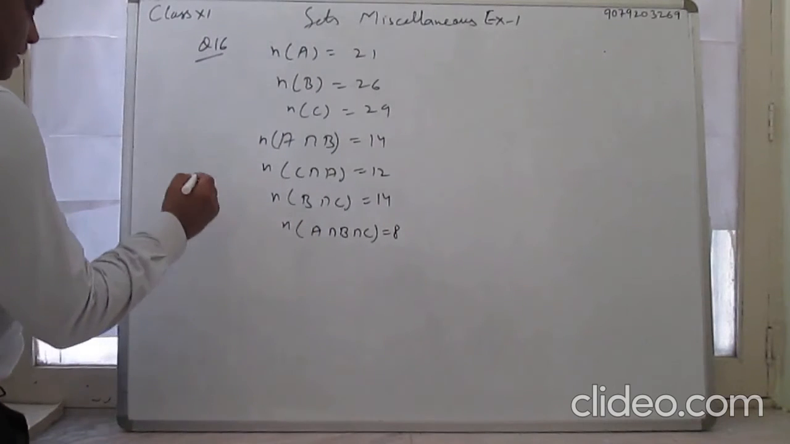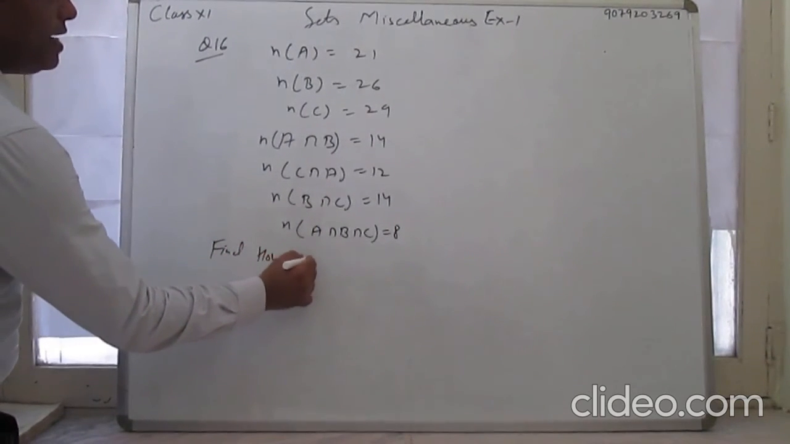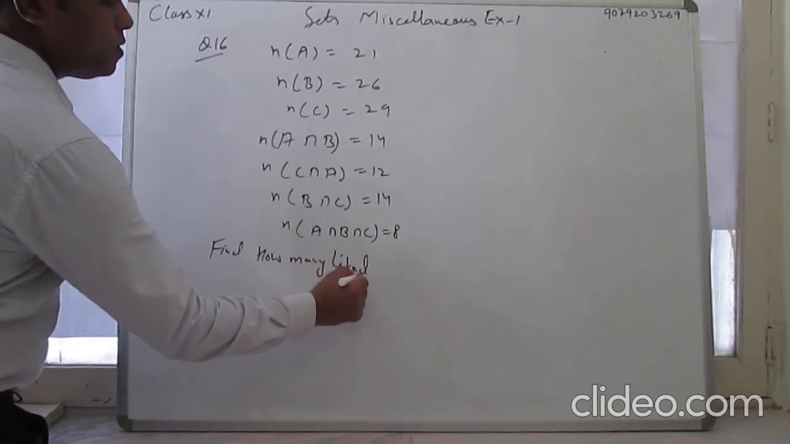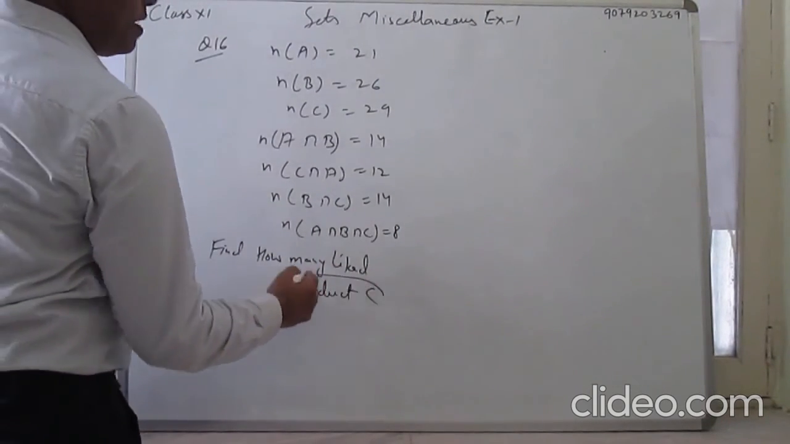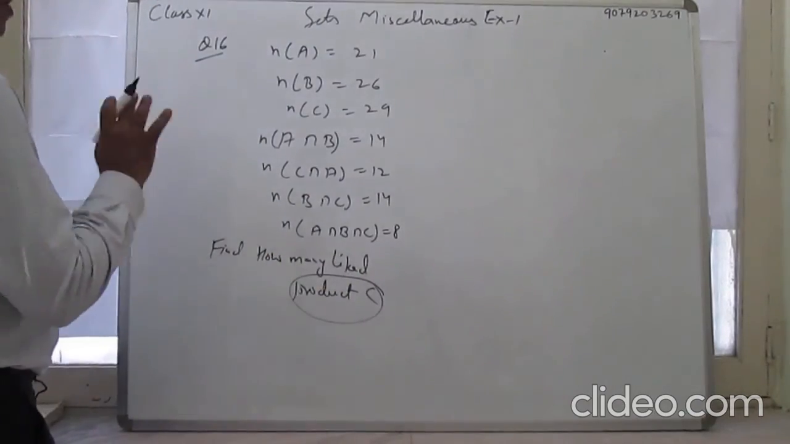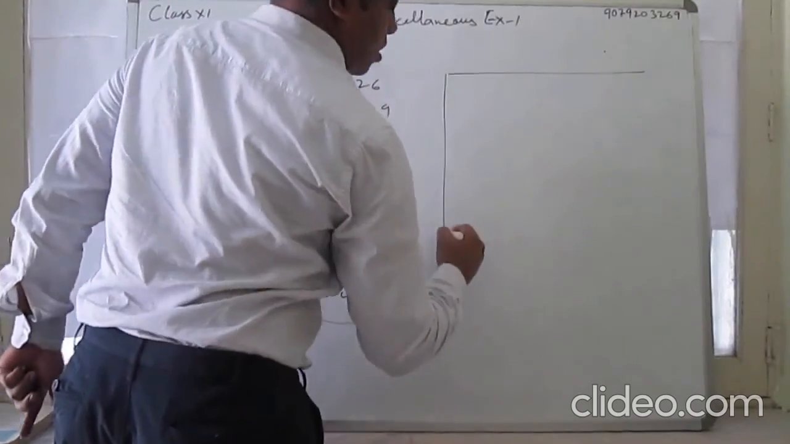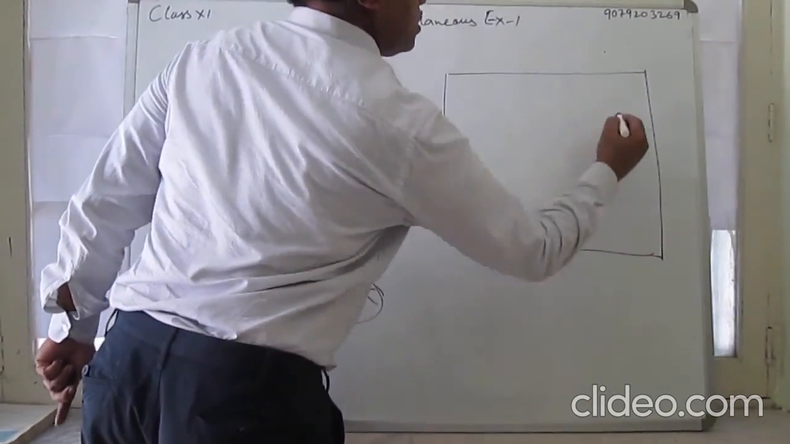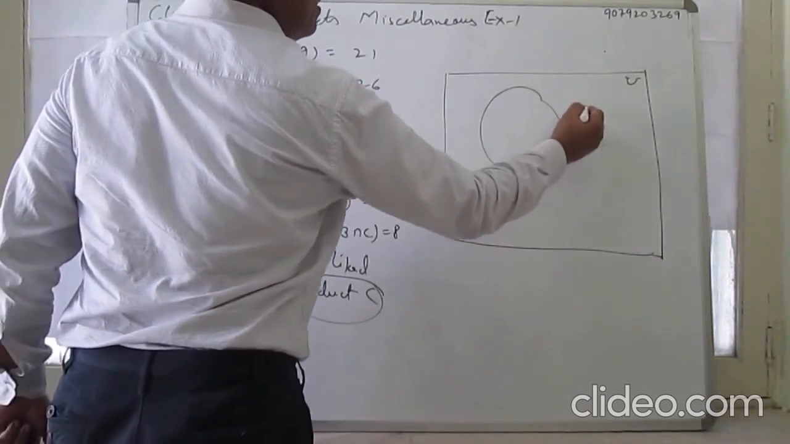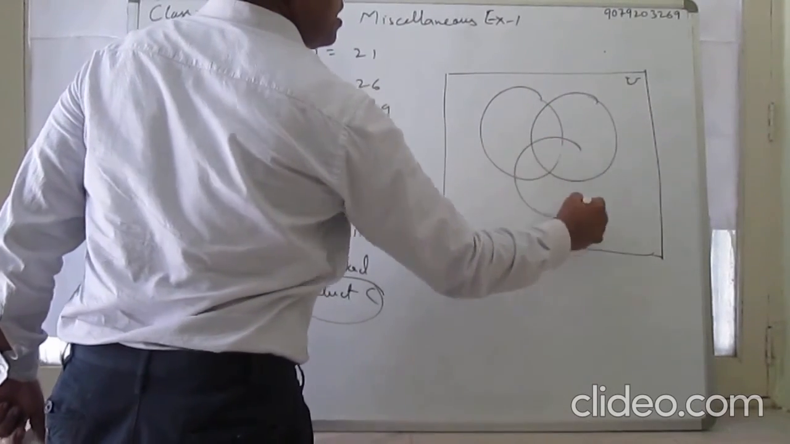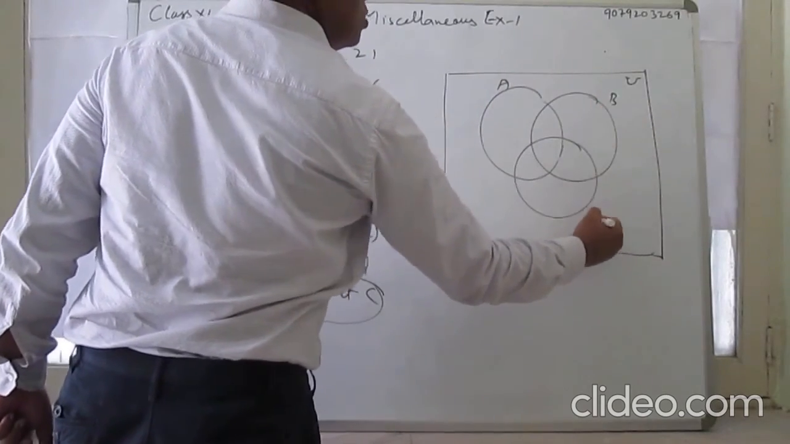find how many like product C only. You have to find product C, कितने like करते हैं, only product C. Now use Venn diagram to solve this. This is a universal set. Three products are there, A, B, C. This is A, this is B, this is C.